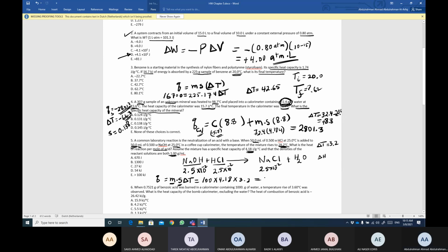1337.6 joules. Very good. This comes from this amount. If I want 1 mole, how much heat? We'll divide it by 2.5. Yeah. Exactly. Give me an answer.